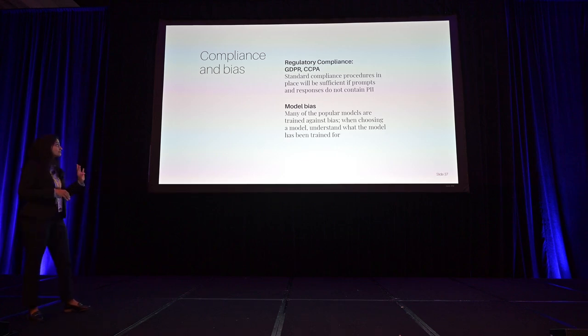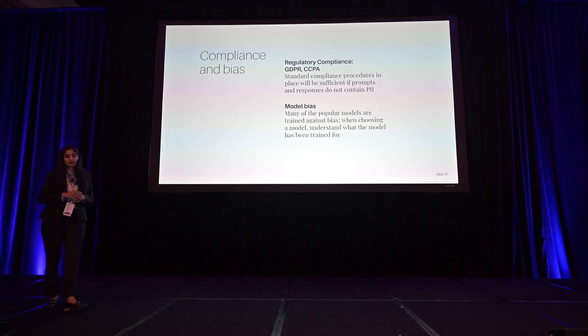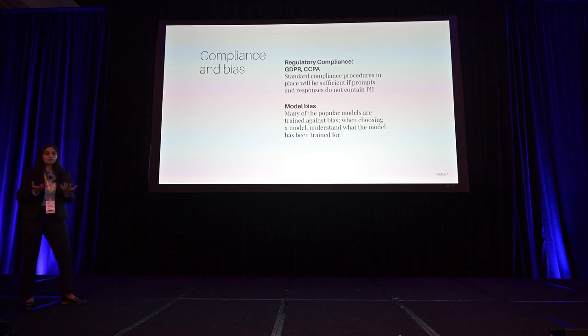The next one is model bias. Many of the popular models are trained against biases, and that is evolving. You all know how frequently the models change. We keep getting advanced models with a lot of guardrails around biases.